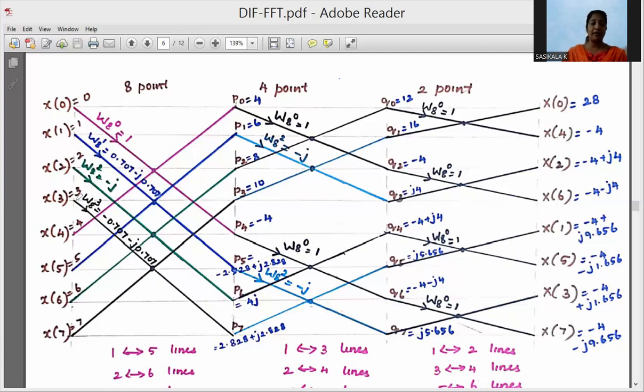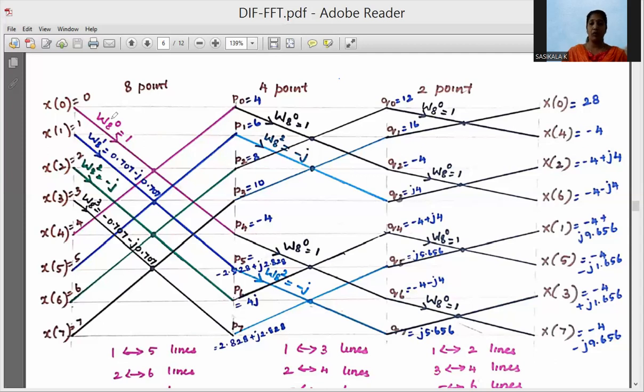And the 4th butterfly is obtained by connecting the 4th line and the 8th line. Again, here this 4th line and 8th line are connected, and put a dot at the intersection point and write the twiddle factor W8 power 3 is equal to minus 0.707 minus J 0.707.